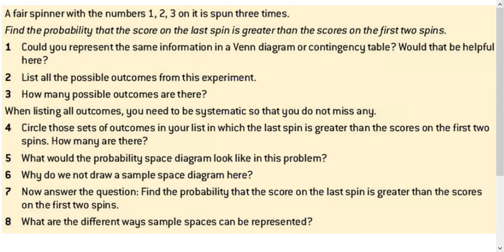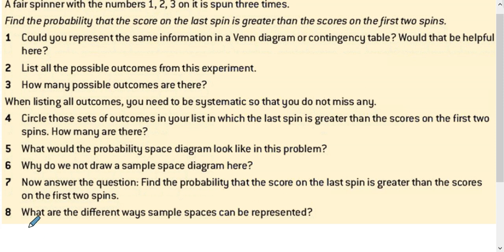So one possible outcome could be she spins a 1, then she spins a 1, then she spins a 1. The next possible outcome could be she spins a 1, she spins a 1, then she spins a 2. The next one will be 1, 1, 3. Yep. And then you just keep listing all possible outcomes.